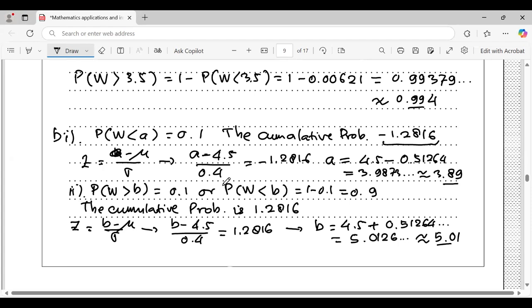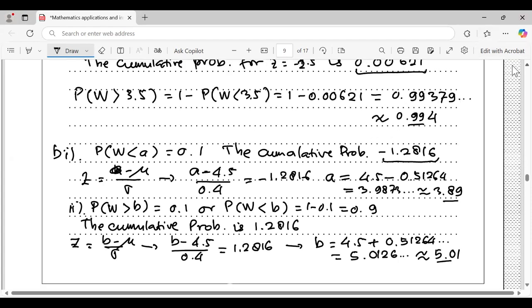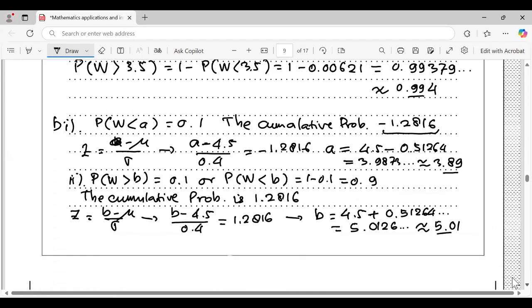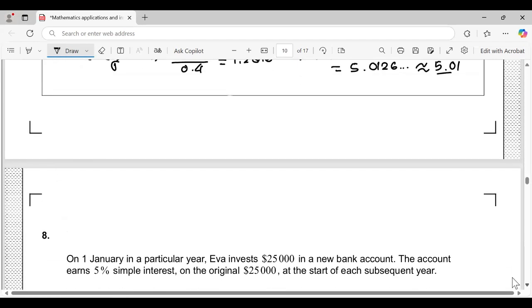Next question, C. Two men's cats are selected at random from a large population. Find the probability that they both have a mass less than 3.5 kg. So I think we need more space. It's okay. From part A, we got that the probability W less than 3.5 equals 0.00621.